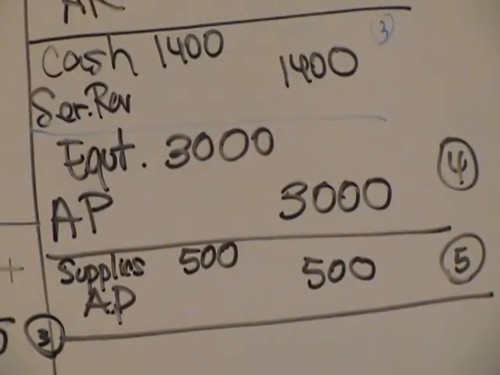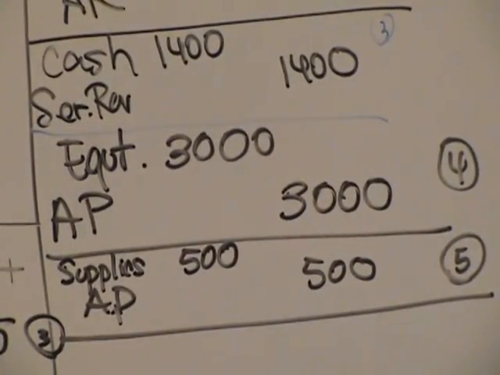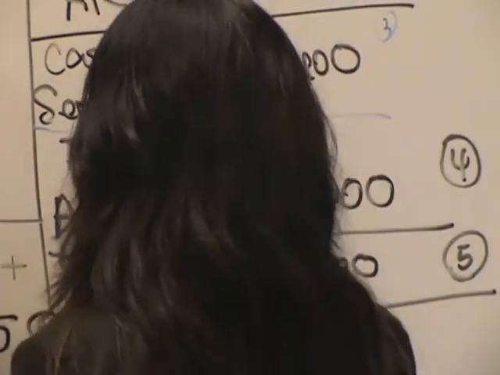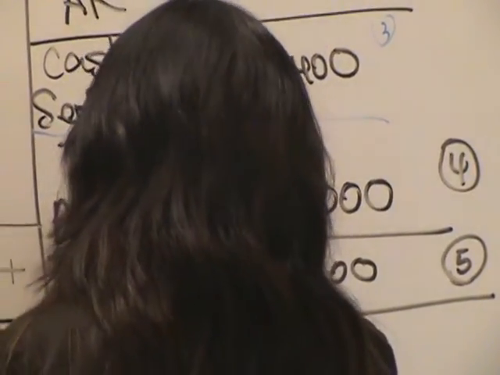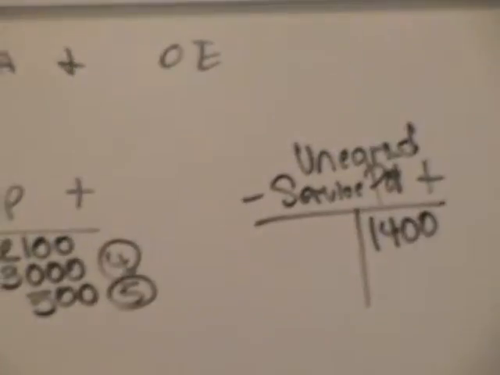Next. Pay creditors on account, 2,500. Paid creditors on account. That means in English, paid people we owe money to. Is accounts payable increasing or decreasing, McGowie? It's decreasing. Debit or credit? Debit. Correct answer.